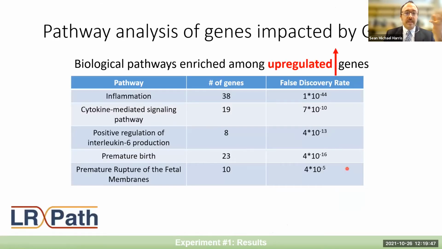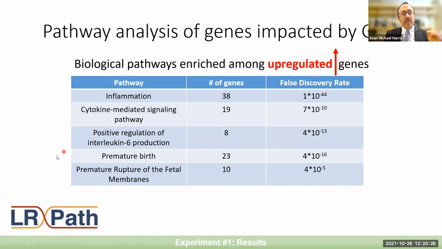So of course, we were interested in not just the number of genes, but the functions of these genes. So we did a pathway enrichment analysis using software called LRPath, an enrichment testing software. Basically looking to see which biological pathways were overrepresented amongst the genes that were, in this case, upregulated in response to group B strep. And as we had hypothesized, we were seeing pathways such as inflammation and pathways related to cytokine signaling or cytokine production enriched amongst the upregulated genes in response to this pathogen.